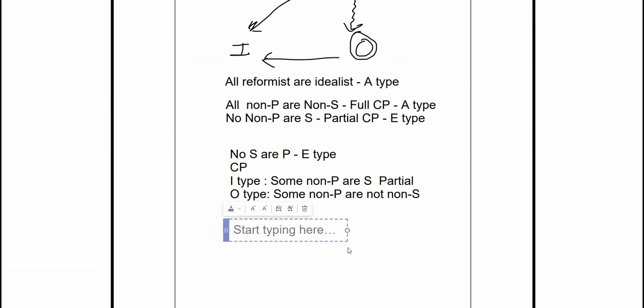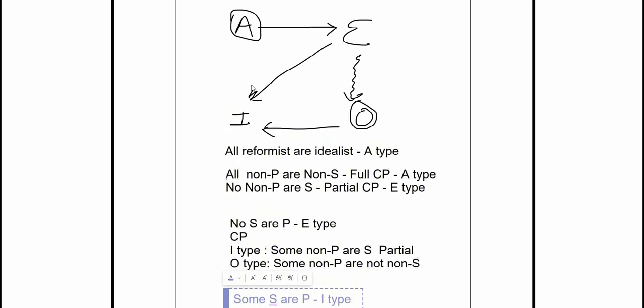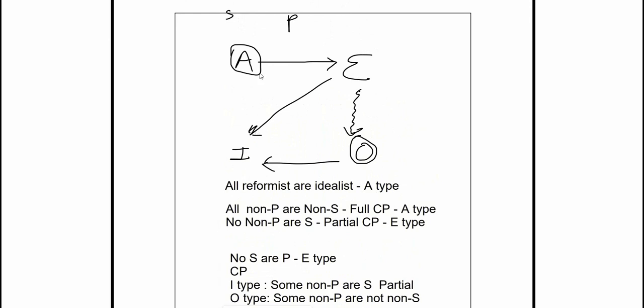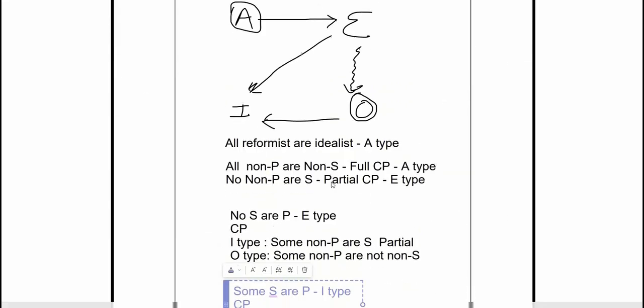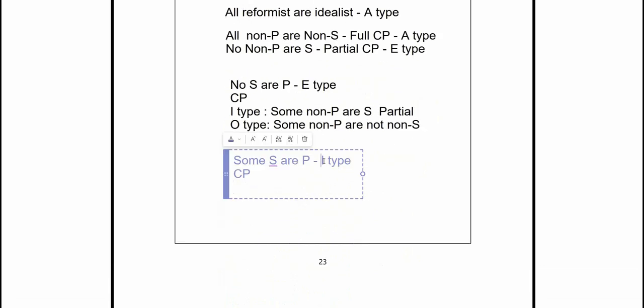Next let's take the I proposition. The I proposition states some S are P. This is the I type proposition, and we have to do the contrapositive, partial and full. First we'll do partial. I cannot be done partially. In contrapositive, you see there is no arrow pointing from I, so contrapositive for I is not possible. We did A, we did E, I is not possible, so we'll move to the O type.